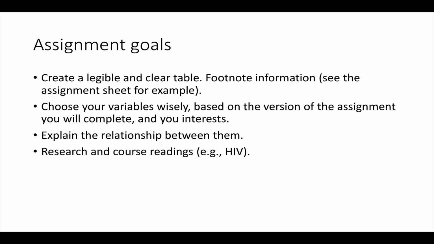Number 2, choose your variables wisely. Obviously, you have certain ones that are given to you, but then you have a choice. And pick ones that you feel work together well as a group. And again, the World Bank site has lots of data there, so there should be plenty of options to choose from. Part of your writing assignment should be explaining the relationship between them. In other words, tell me why it is you chose these as opposed to some other variables. And then the research component is designed to help you supplement this.